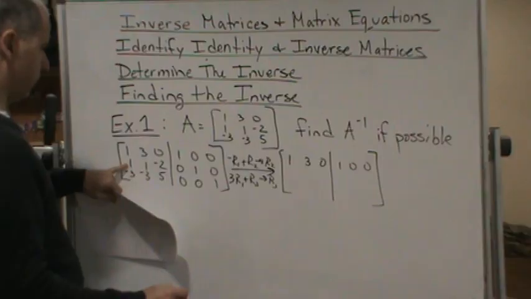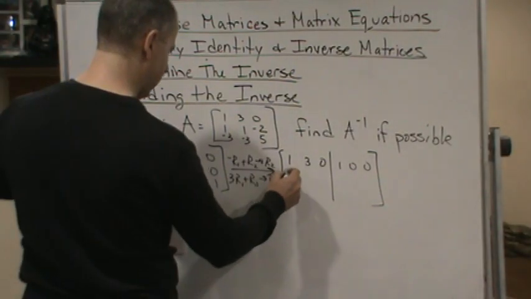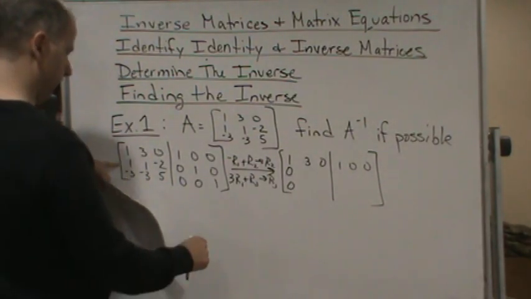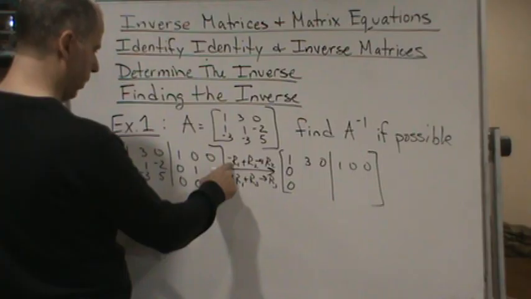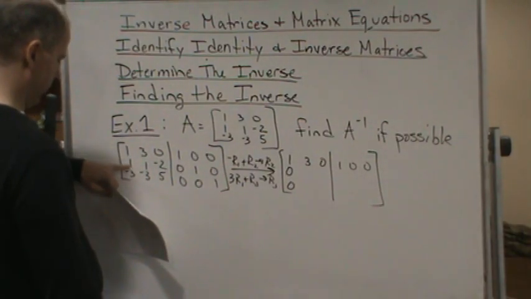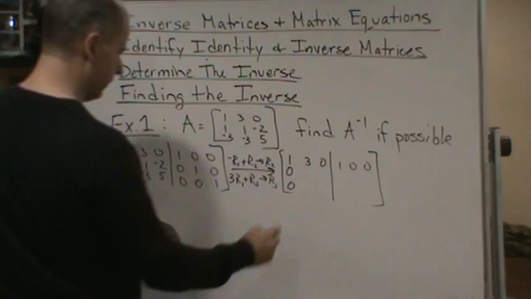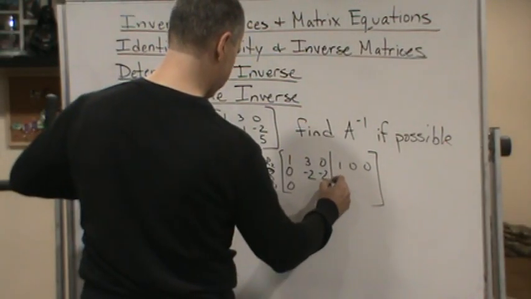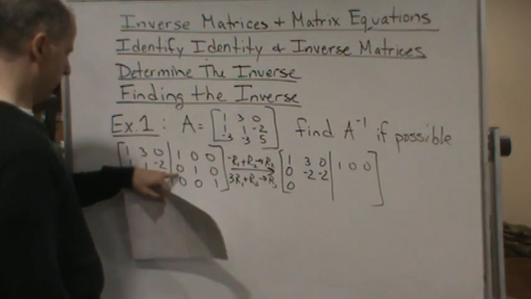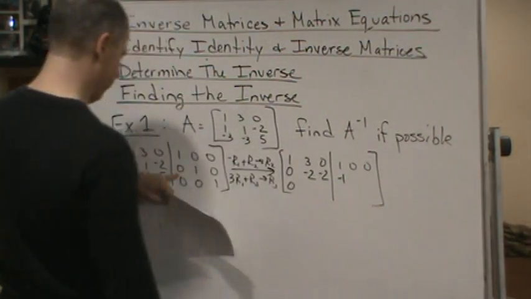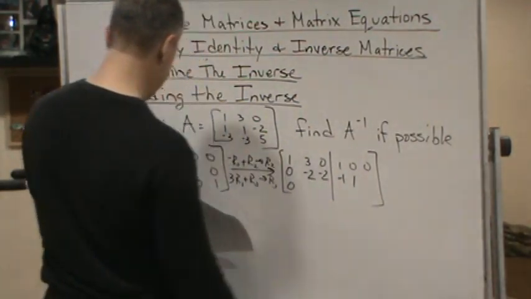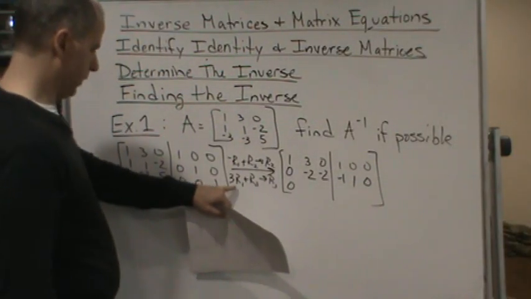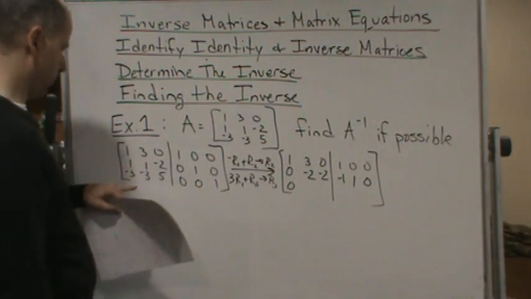Okay, and then the second row is going to be what? We're going to get zeros down here, but let's do the second row. It's going to be negative row 1 plus row 2. So this is going to give us 0, then -2, then -2, then -1, and then 1, and then 0.